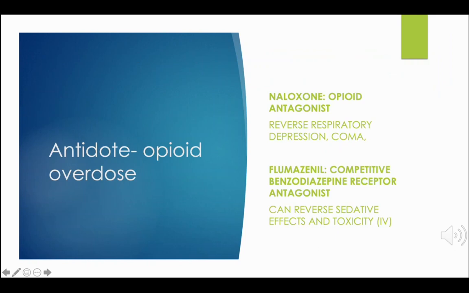So individuals who are prone to opioid overdose should be prescribed the antidote, which is naloxone. It's an opioid antagonist that can reverse respiratory depression, coma, or other effects of opioid toxicity. We also have flumazenil, and that's a competitive benzodiazepine receptor antagonist that's given IV, and it can reverse sedative effects and toxicity as well.